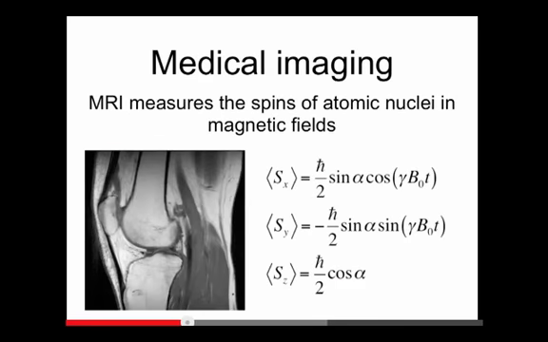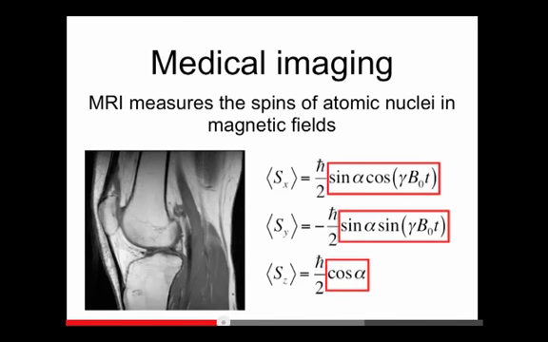Medical imaging is yet another example. Here's an MRI of a knee. MRI measures the spins of atomic nuclei in magnetic fields. Here are equations that describe how a spin rotates or precesses in a magnetic field. And there's plenty of trigonometry in that.